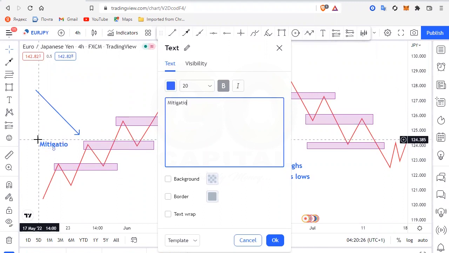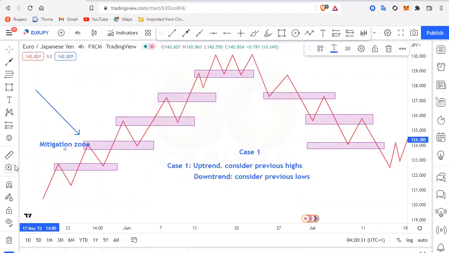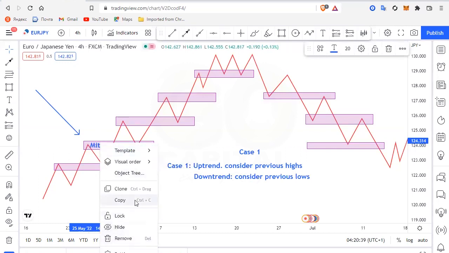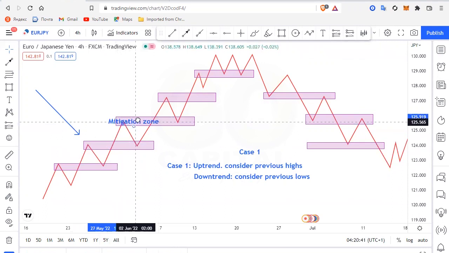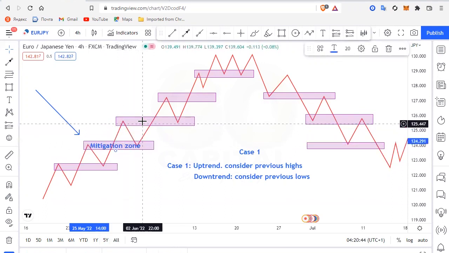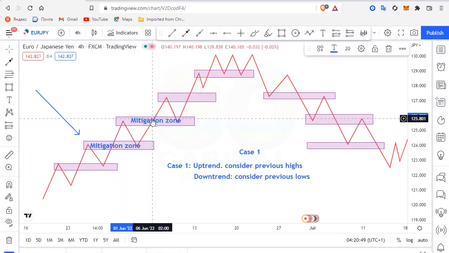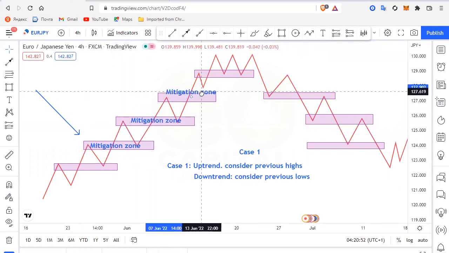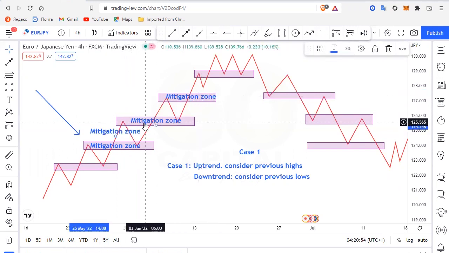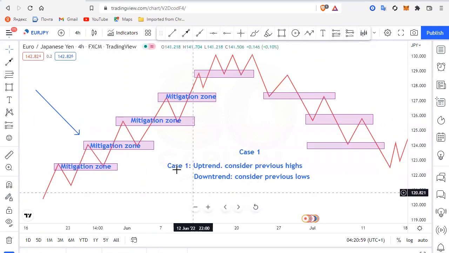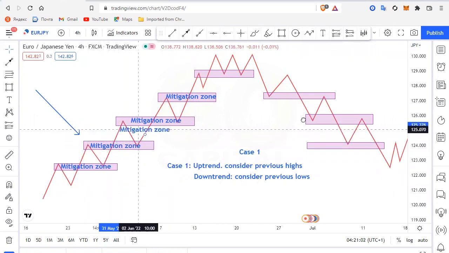Mitigation zone. Let me just use mitigation zone. So this is mitigation zone. Okay, mitigation what zone? Mitigation zone. So this is how it is. Mitigation zone. Are you with me now? So mitigation zone.